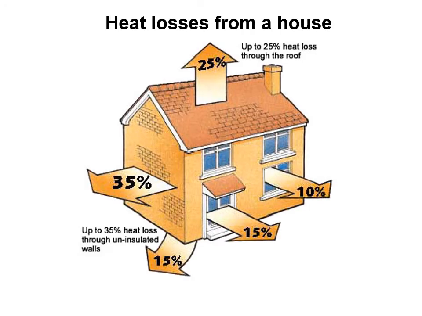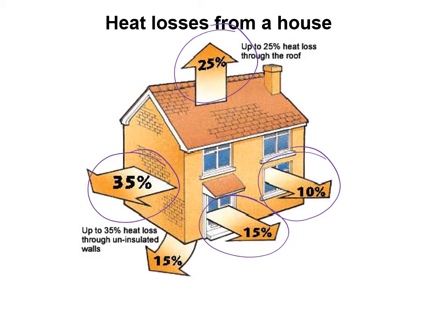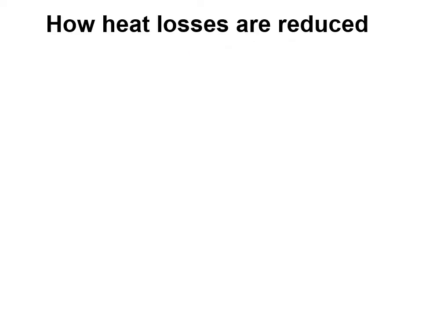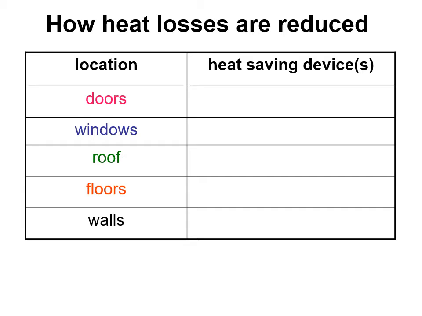Okay, so these are the heat losses from a typical house. You lose about 25% through the roof, 10% through your windows, 15% through your front door, and 35% through your uninsulated walls, and another 15% from underneath. Okay, so how can we reduce these heat losses?